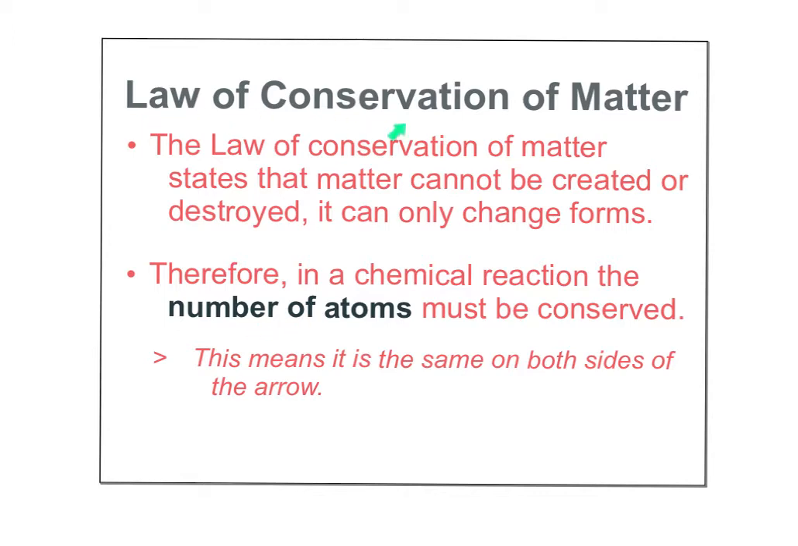To follow the law of conservation of matter, the number of atoms must be conserved in a reaction, meaning that if I have 2 hydrogens on my left, I need 2 hydrogens on my right. If I have 2 oxygen on my left, I need 2 oxygen on the right.